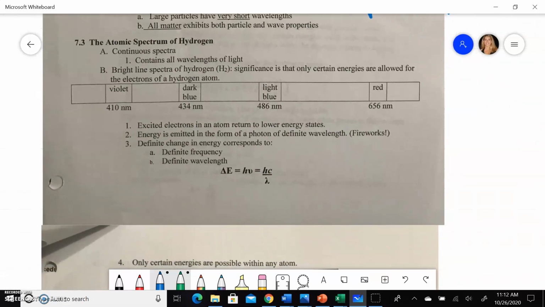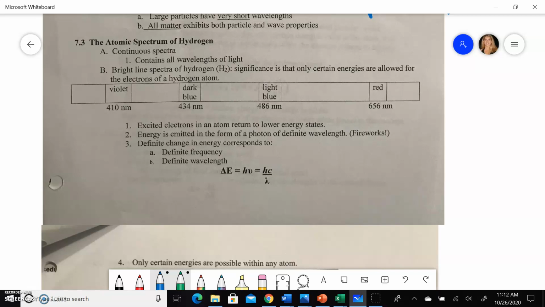This leads us to hydrogen. So they focused first on hydrogen when they were studying all of these energy transitions, because hydrogen is the simplest of all the elements. And so they're able to really focus on it. And it does get way more complicated when you get into different elements, but they were able to learn a lot just by studying hydrogen. So notice that the bright line spectra of hydrogen has only certain colors.